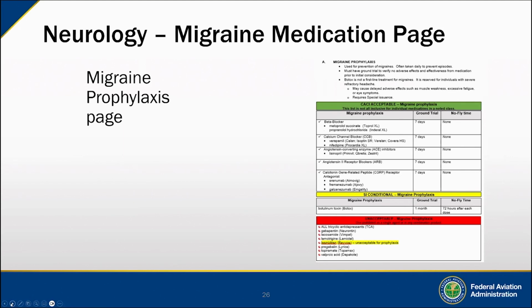So again, it's reiterating what you saw on the worksheet here, but this also expands it to talk about the ground trial that would need to be done, and then if there's any no-fly period afterwards. So the antihypertensives would not need a no-fly time after use. Actually, none of them will, but these would need a ground trial of 7 days. If someone is getting Botox for treatment of chronic migraine or chronic tension headaches, that ground trial would be for a month, and then it's a 72-hour no-fly after each dose.